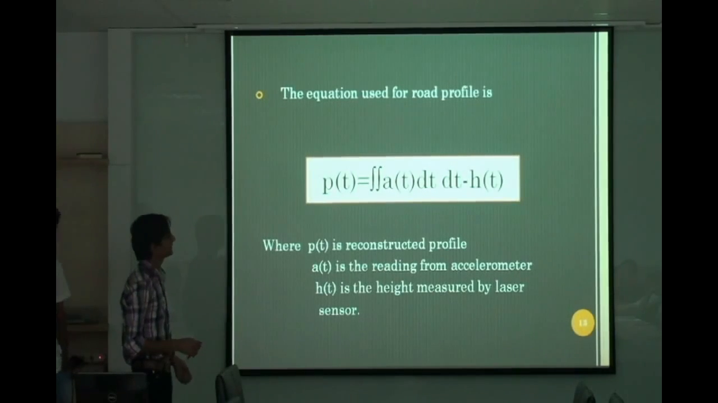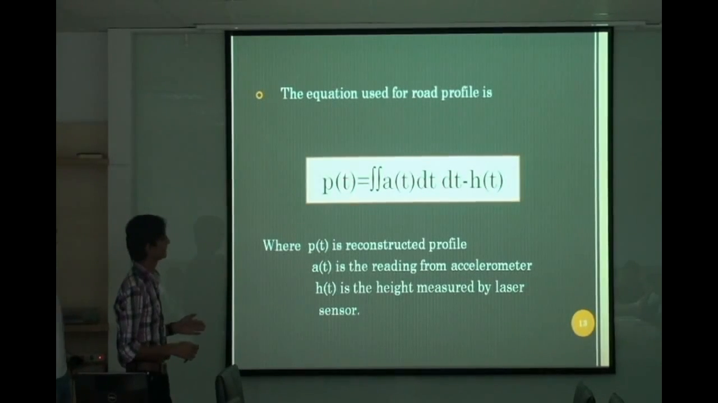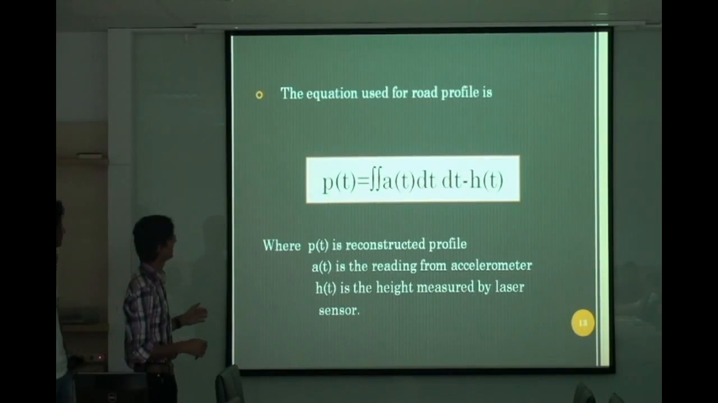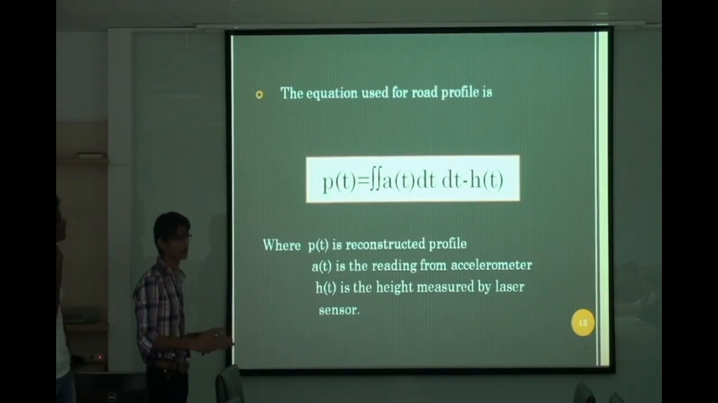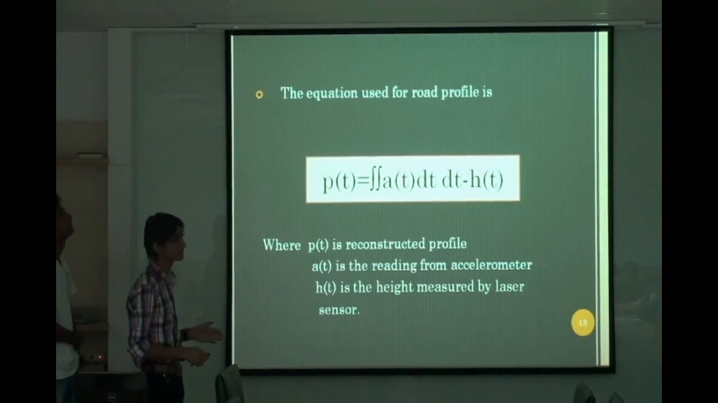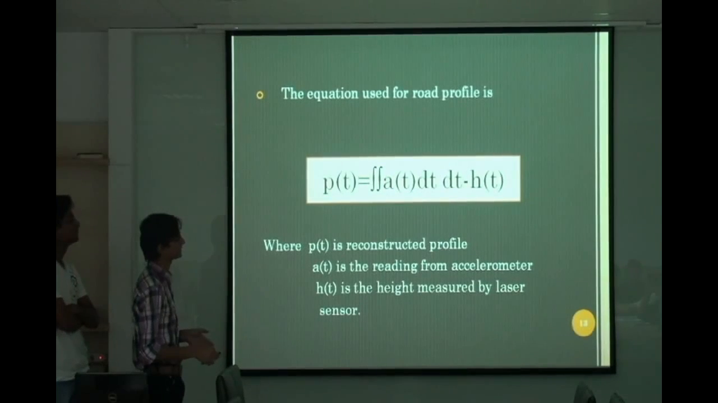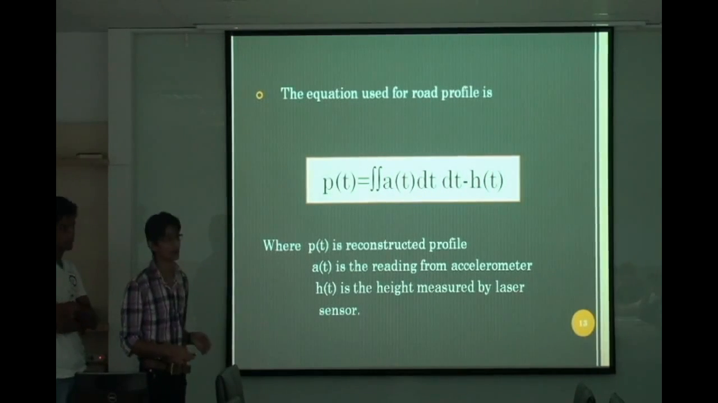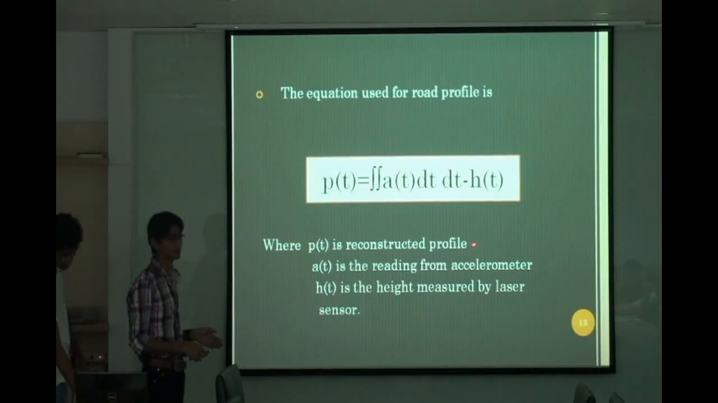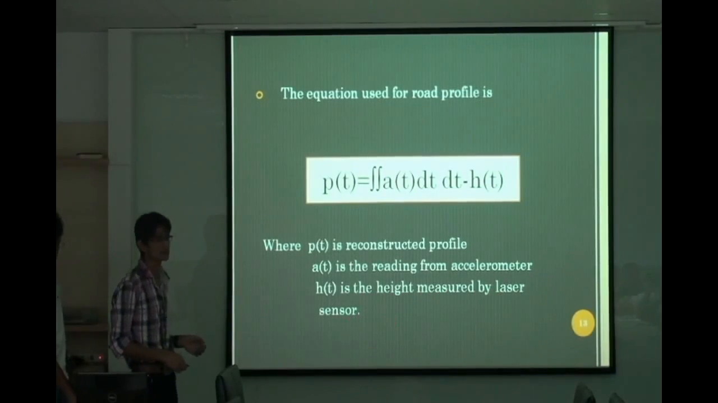And this is the mathematical equation for the road profile: for every sample, we get a profile by double integrating the acceleration reading twice, which gives you the value in terms of meters, and we subtract this from the laser readings to get the road profile. P(t) is the reconstructed profile, a(t) is the reading of the accelerometer, and s(t) is the height measured by the distance sensor.